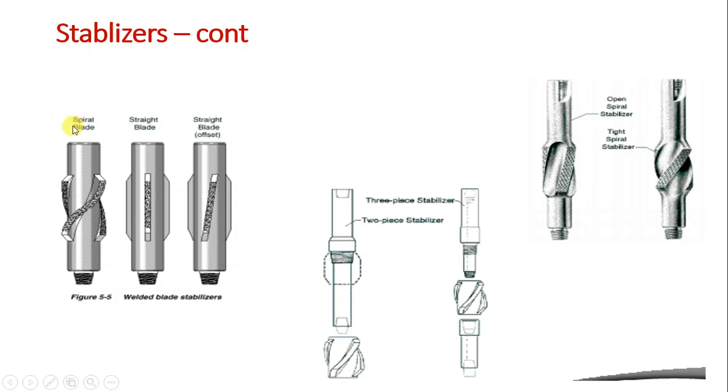The stabilizer, as you see here, could be spiral blade, straight blade, or straight blade with offset. Here is also the two-piece stabilizer. This is an open spiral stabilizer and this is a tight stabilizer.